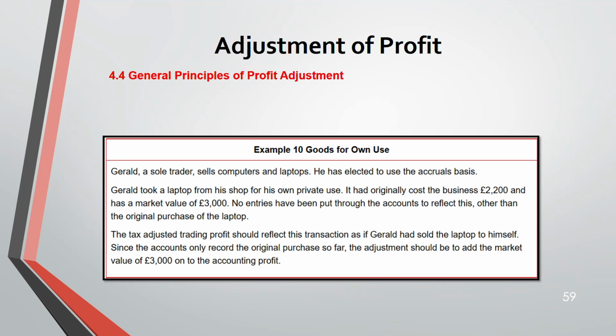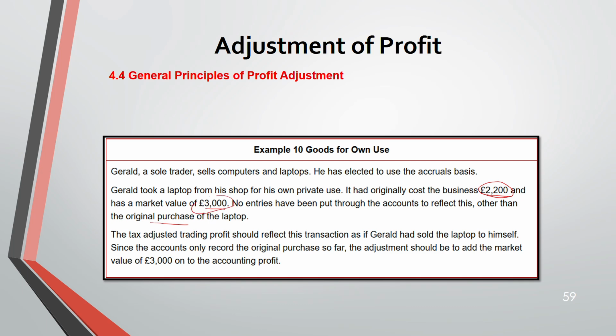Now example 10, goods for own use. So Gerald is a sole trader who sells computers and laptops. He's electing to use accrual basis. He's taking a laptop for own private use from a shop. Original cost is 2,200. Market value is 3,000. No entry was done here other than the original purchase of the laptop. That means the original purchase, this 2200, was recorded but not the market value.